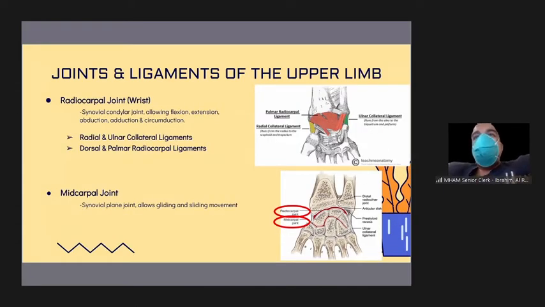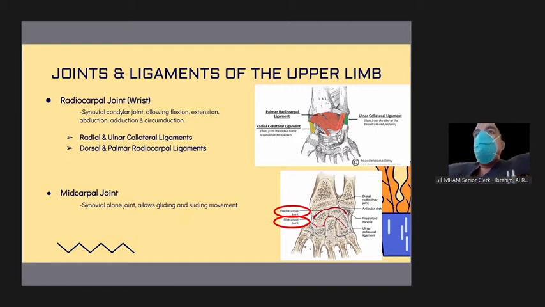Next joint is the wrist joint, or we call it the radiocarpal joint. So this is a synovial condylar joint formed superiorly by the radius and the articular disc and inferiorly by the proximal row of the carpal bones, specifically the scaphoid, lunate, and rarely the triquetrum. The capsule of this joint is strengthened by the radial and ulnar collateral ligaments, along with the dorsal and palmar radiocarpal ligaments. The movement for this joint allows flexion and extension, abduction and adduction, and circumduction of the upper limb.